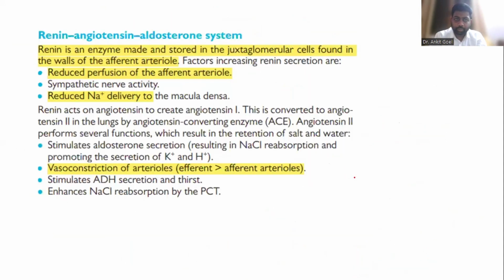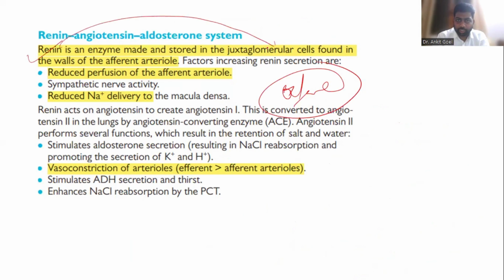This is taken from Oxford, just to reinforce the same thing. You should know renin is released from the JG cells. There should be no confusion. Where are the JG cells present? Afferent arterioles. Now, what is the stimulus for this? Reduced perfusion, that is low blood pressure, is the stimulus. Again, reduced sodium delivery to the macula densa. All these are very straightforward things, but you should know the concept.